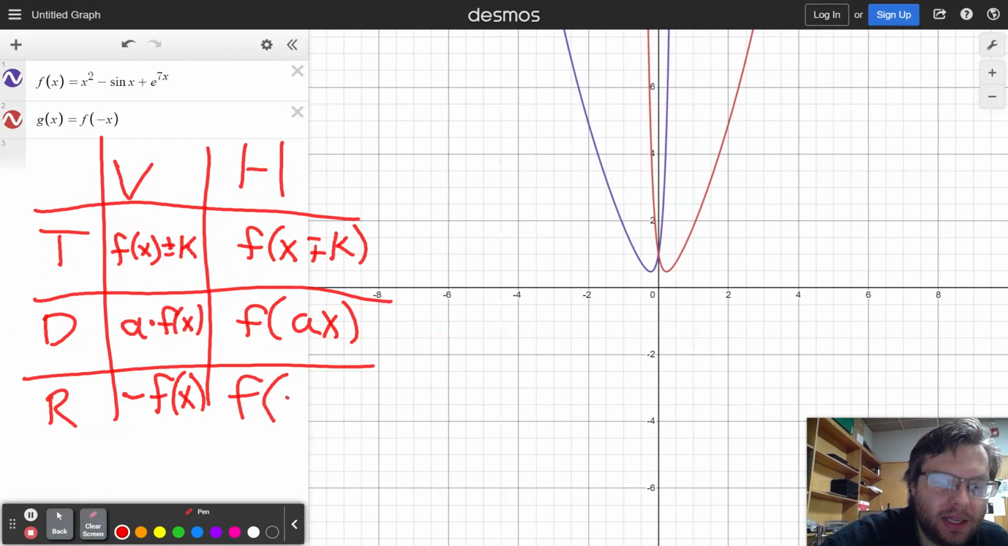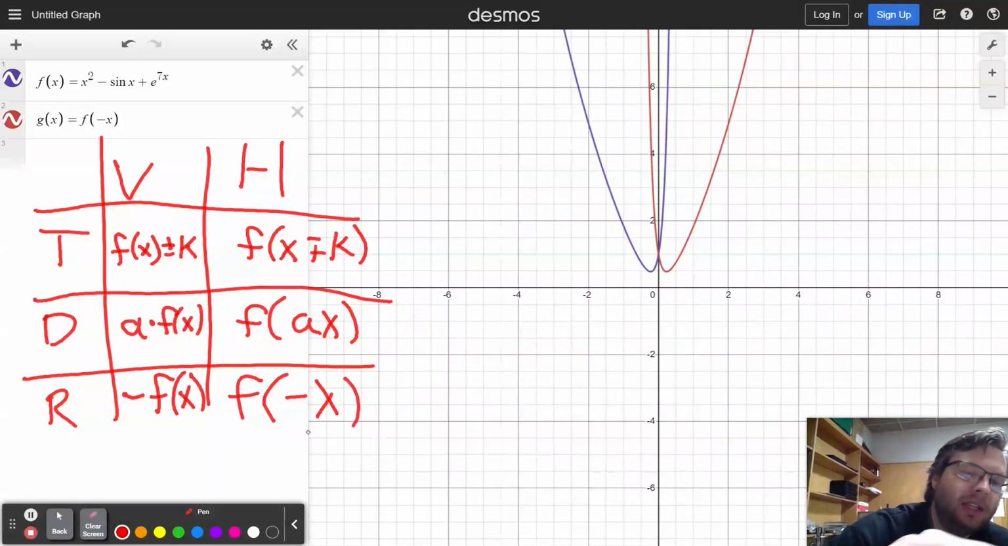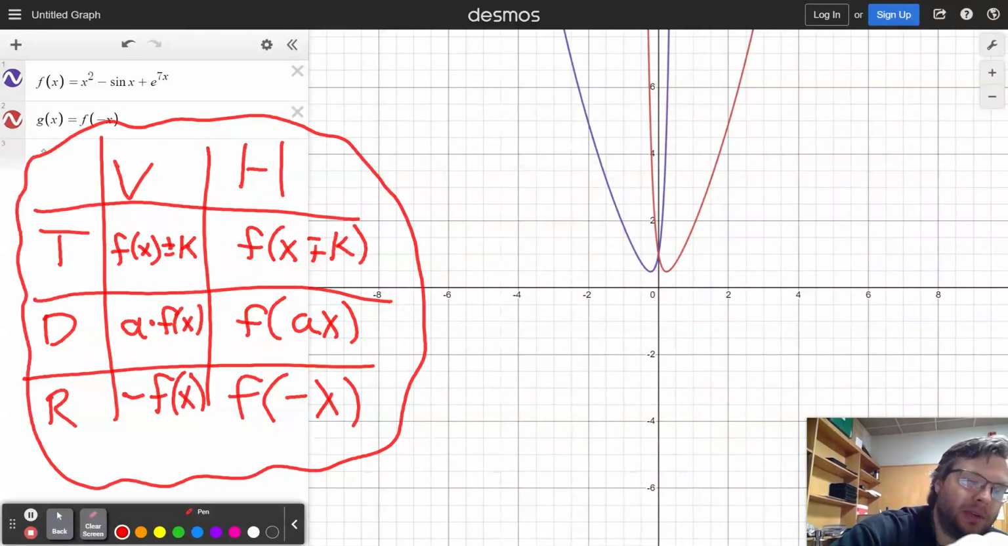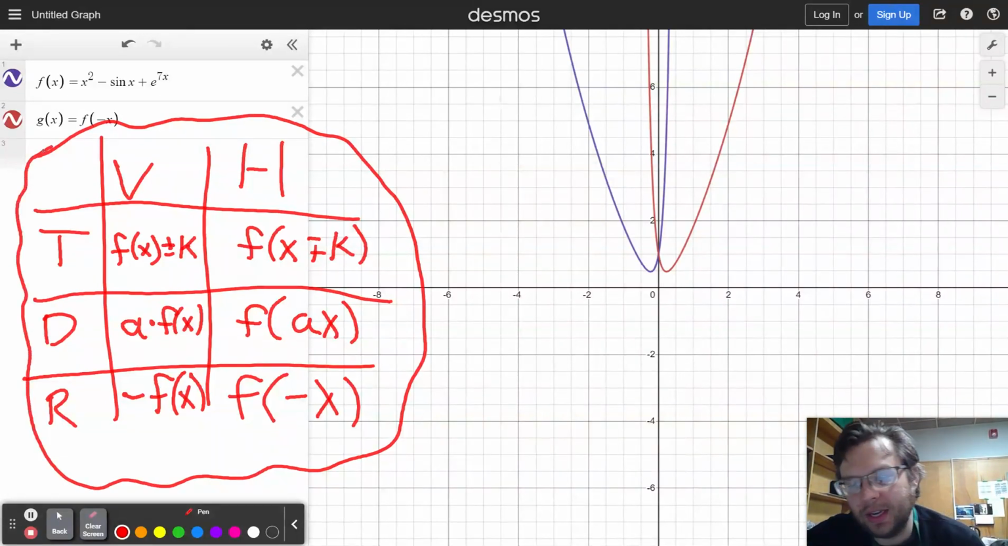So we can take the negative, put it inside, and then these are the different types of function transformations that we are doing. I want you to think about why we don't study a rotation of a function. Maybe you could comment with your answer if you have one.